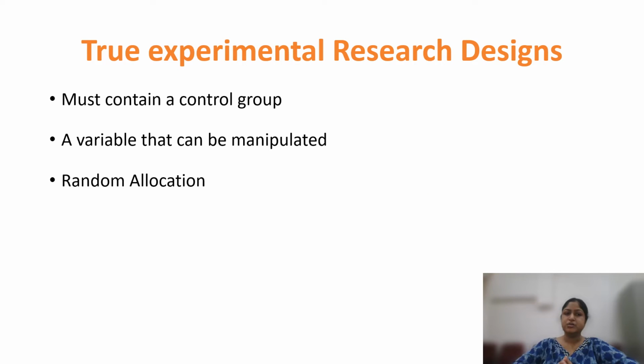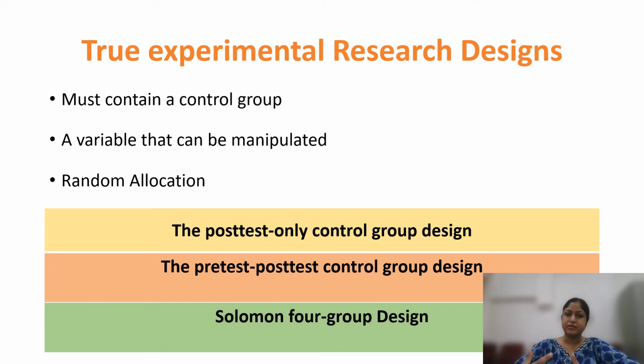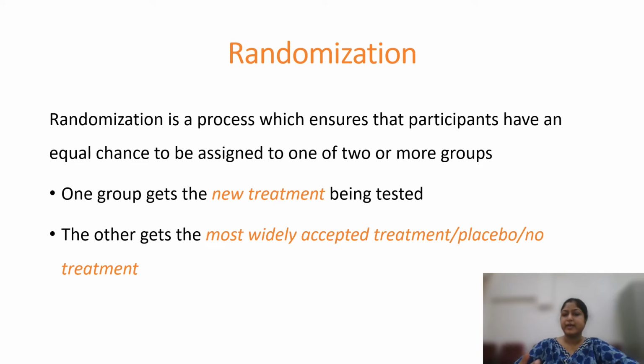Then coming to the true experimental research designs. There are some characteristics of true experimental research designs: there must be a control group, there must be a variable that can be manipulated with the help of an intervention, and there is random allocation of the participants. Before we discuss the various types of experimental research designs, I would like to speak about randomization.